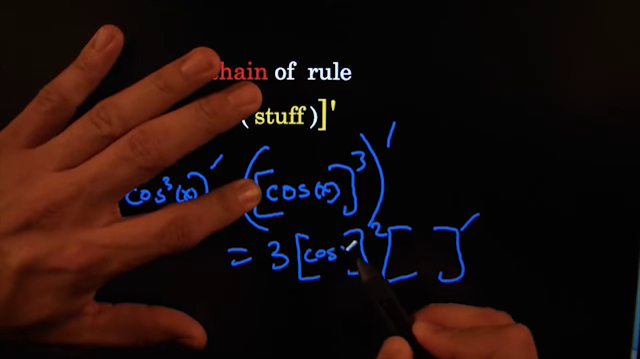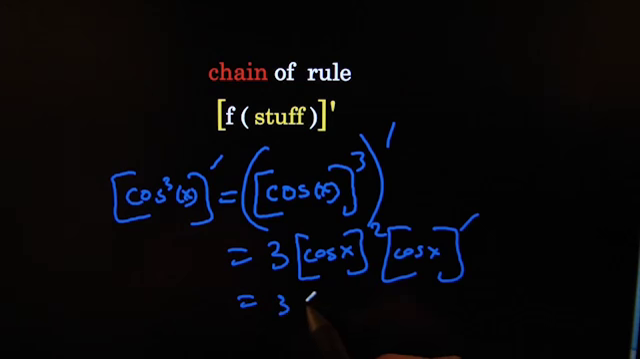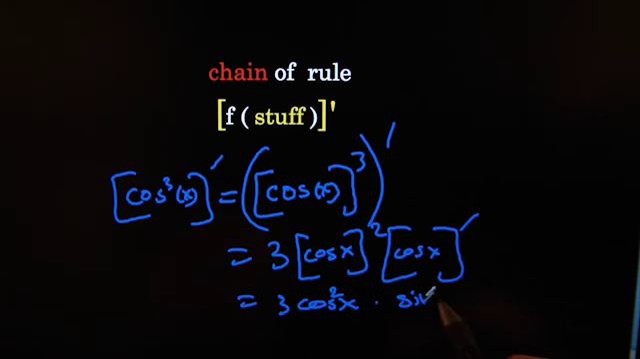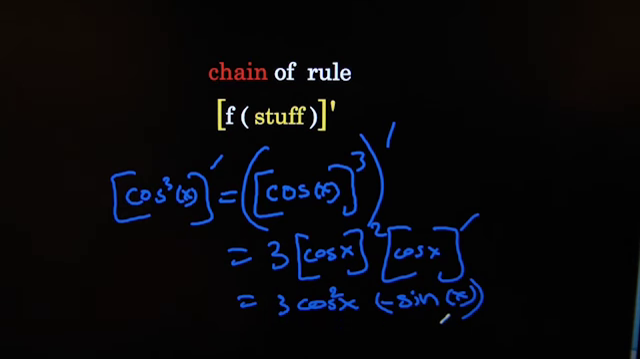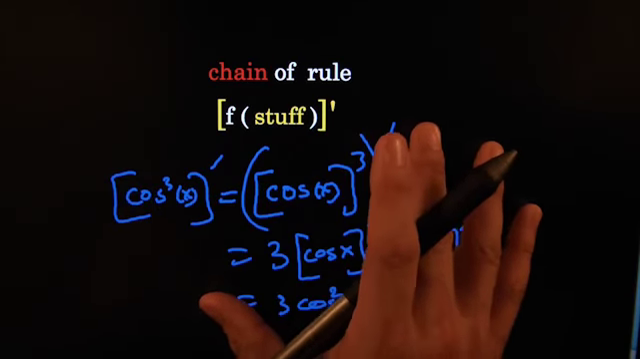So it would be 3 cosine x squared times, this is the one we haven't done before. It's actually a negative sine. Well, maybe you have done it for homework. Anyways, I think we've had enough of these little examples.